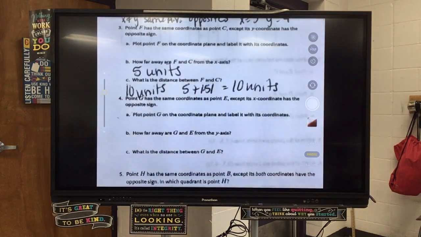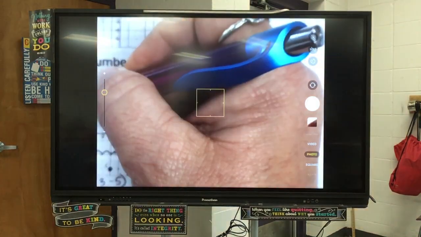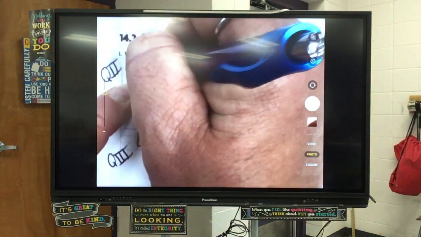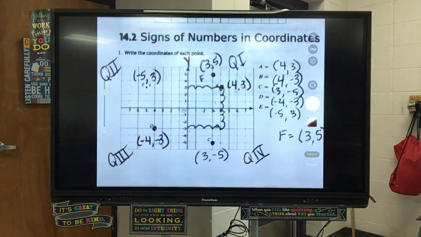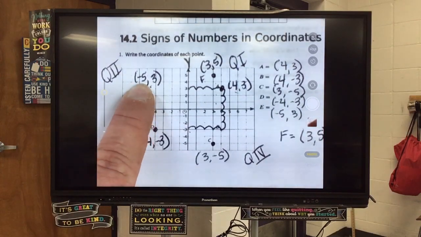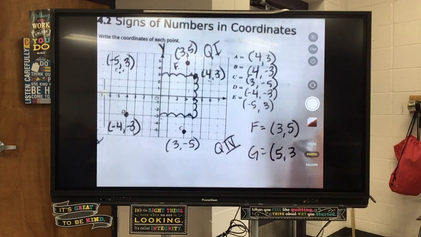All right, let's go ahead and go on to number four. It says point G has the same coordinates as point E, except its x coordinate has the opposite sign. So let's go find point E. Point E is here, and that is going to be -5, 3. And we are looking for everything the same except the x coordinate has the opposite sign. So what is our x coordinate going to have? A positive. So if this is a -5, it's going to be a positive 5. So G is going to be 5, 3.